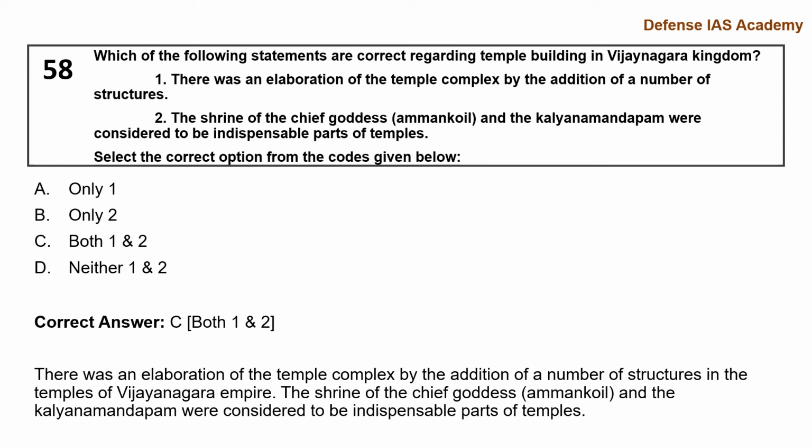There was an elaboration of the temple complex by addition of a number of structures in the temples of the Vijayanagara Empire. The shrine of the chief goddess, that is Amman Koil, and the Kalyana Mandapam were considered to be indispensable parts of the temples.